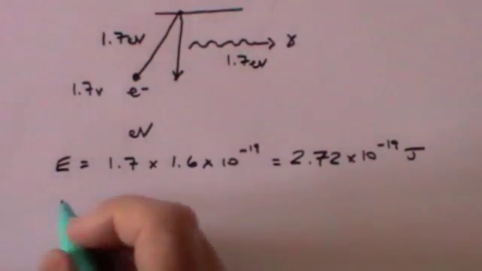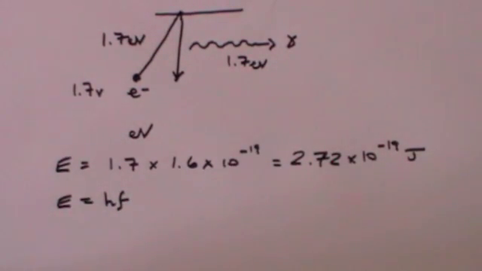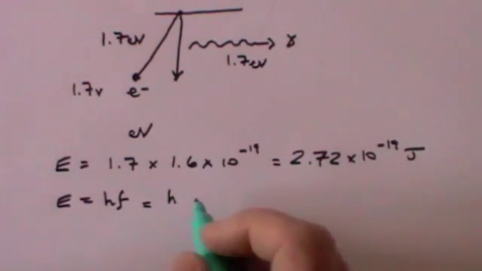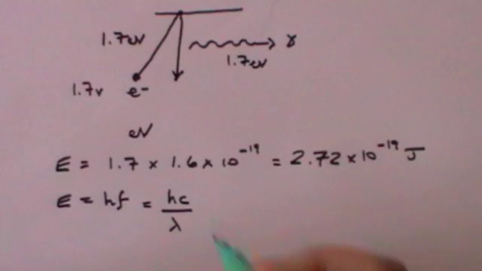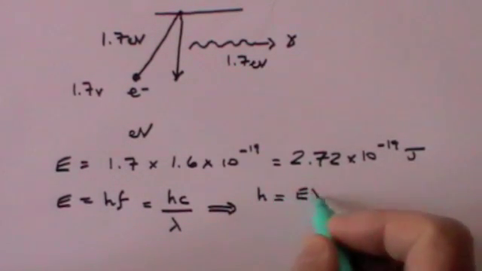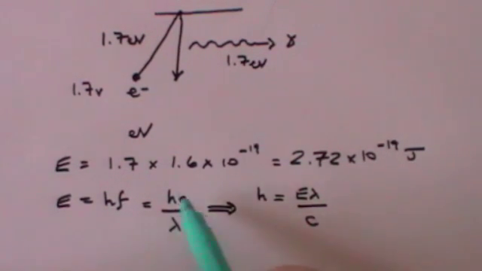Now we're going to use the tried and tested formula that E equals hf. The energy of the electron is Planck's constant times the frequency. Well, frequency is just speed divided by wavelength, so now we can say that energy is hc over lambda, and that means that we can write that Planck's constant is equal to E lambda over c. Just rearranging this formula here.